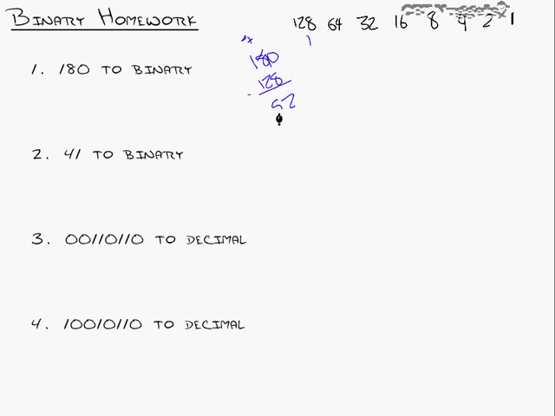We've got 52. Can't take a 64, so 32. Subtract that out, and we have 20. So a 16 and a 4 will give us 20. The binary equivalent of 180 is 10110100. See, now I'm all nervous after that last mishap.